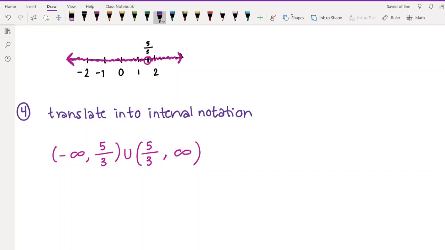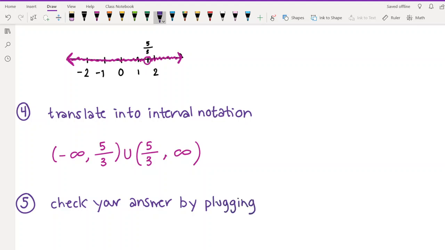And one more step, and I'm not going to do this on every example in this video just for the sake of making the video not too long, but I think it's a really good idea to check your answer. So check your answer by plugging values into your original function. And what I mean by that is, let's not forget the whole point of this question, right? The original question was to find the domain.